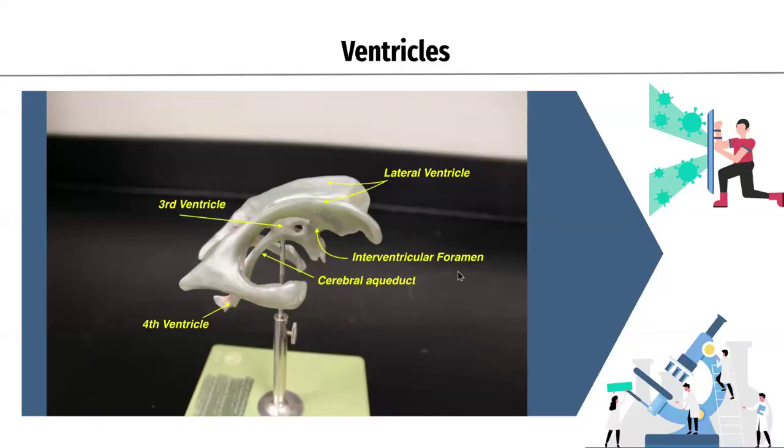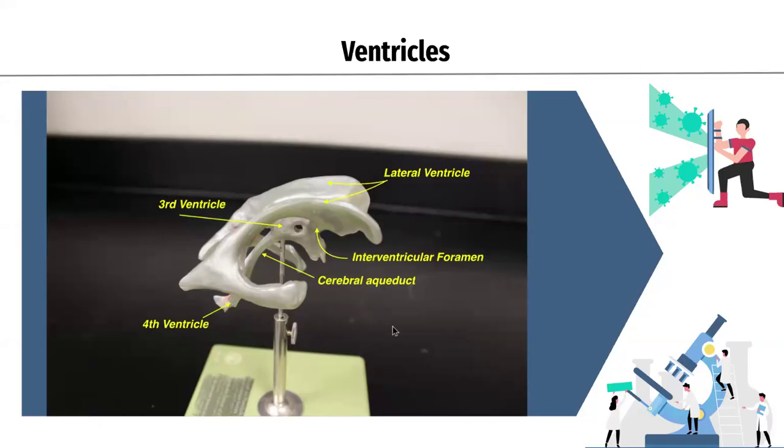Then you have your interventricular foramen. The interventricular foramen is going to be kind of this connecting bridge between your lateral ventricles and your third ventricle. So the bridge is your interventricular foramen. Your cerebral aqueduct is going to be the first little thin, skinny little strip of tubing over here. And then the cerebral aqueduct is going to lead to the fourth ventricle, and then it's going to become the central canal after the fourth ventricle, but the model just ends here. So you don't really even need to know about that for this model.